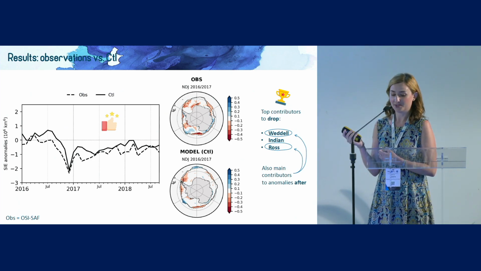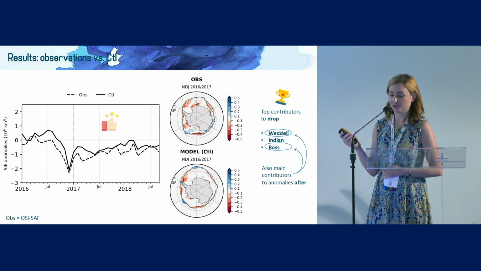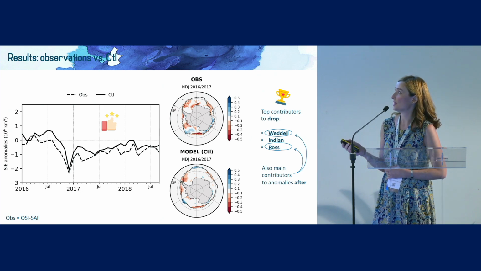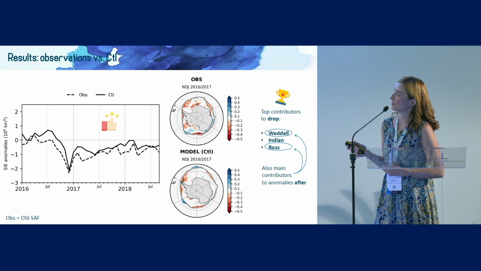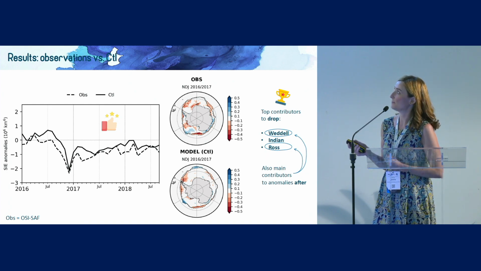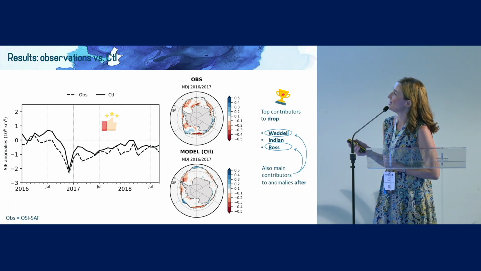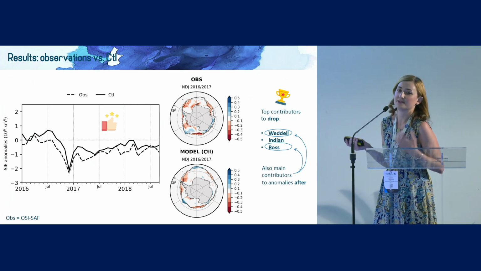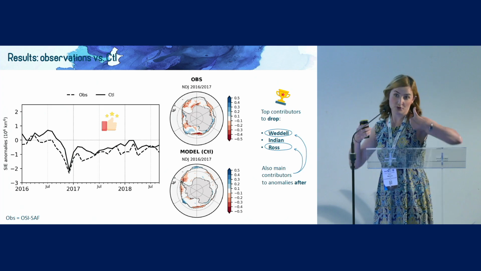And this is the time series of the sea ice extent anomalies in the control run and in the observations. And we are happy to see that the drop is actually captured with a good amplitude and with the right timing. So the drop actually occurs in December 2016. And also that the anomalies really stick to negative values after the drop until the end of our run at least. So good job, model.